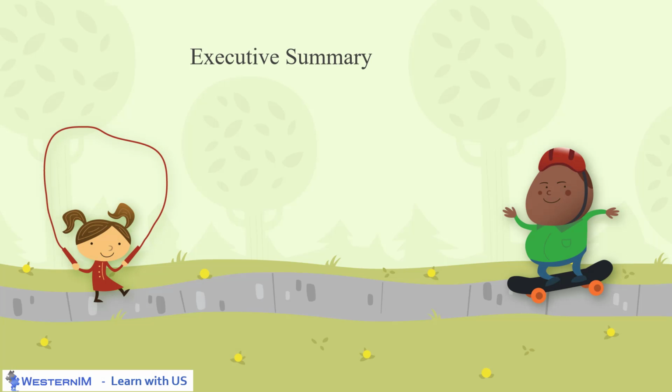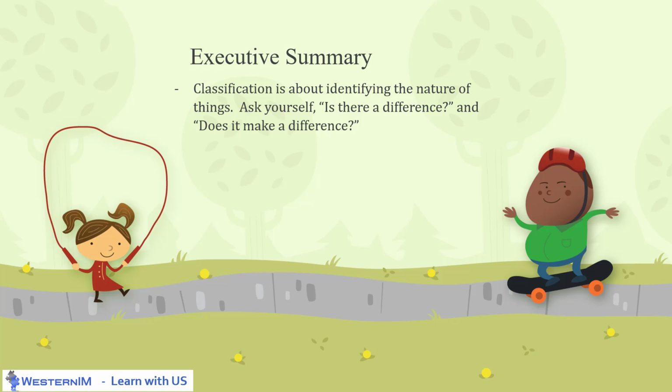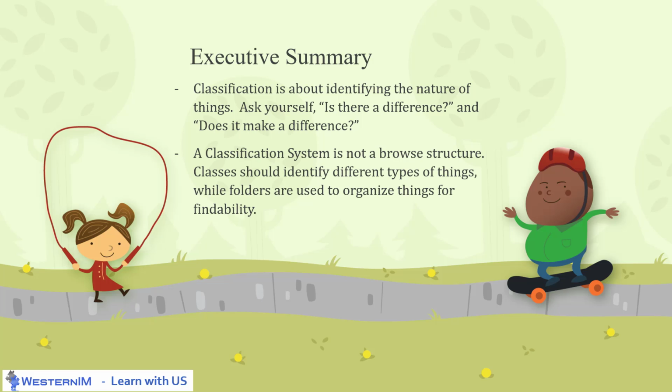That brings us to the end of what I have time for today. So let's do our executive summary. Hopefully, the characters on screen don't remind you of the executives in your organization. But these are the points that you want to emphasize when your boss asks you what you learned today. First, classification is about grouping things together to reduce complexity. If you want to group two things together, ask yourself, is there a difference? And then, does it make a difference? If there is no significant difference, then the two things can go into one class.